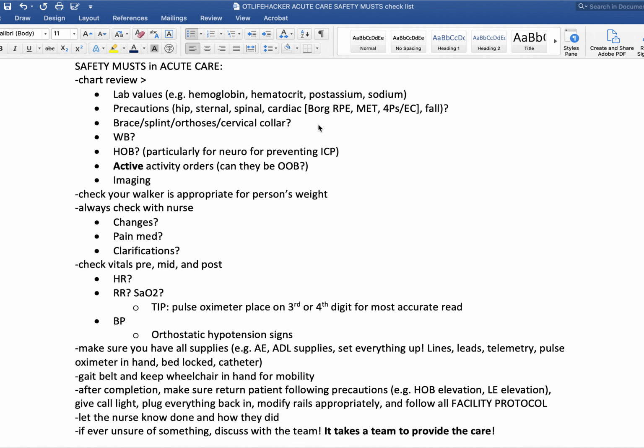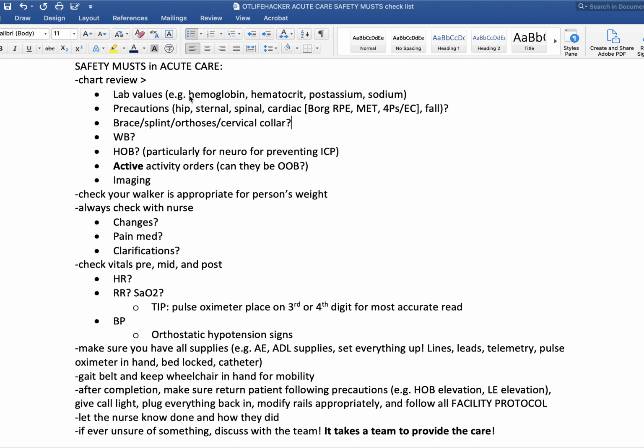So let's start from the very beginning, the chart review. The very start to my process when I get my patients is chart review. So you always need to make sure you look at the lab values. If this is ICU especially, you're going to want to check those lab values. If your patient has some concerns with lab values, where they're slightly under the normal, or they're kind of in the borderline zone, make sure you're monitoring that, and monitoring for symptoms.